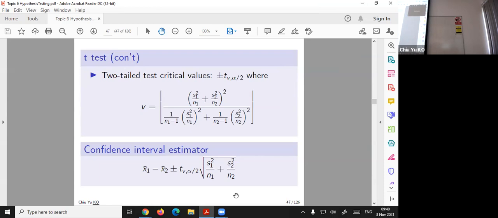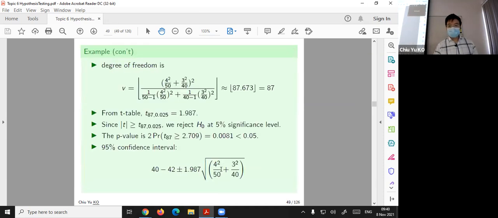Usually, as you can see in the example here, if you have the case N1 plus N2 minus 2, it's 88. So it's not too much different from that, unless the variances are very different. Otherwise it will not be too different from that. So that would be the idea for this.